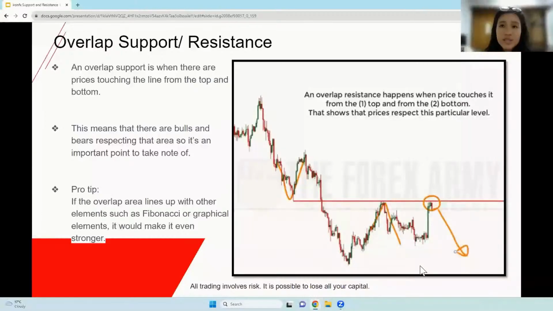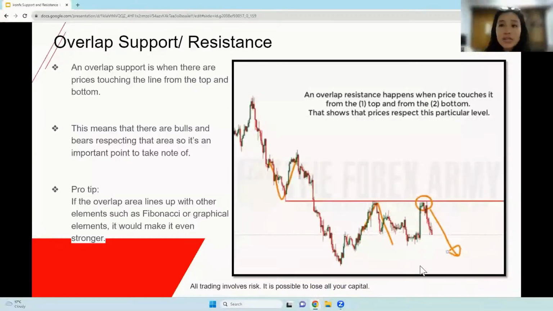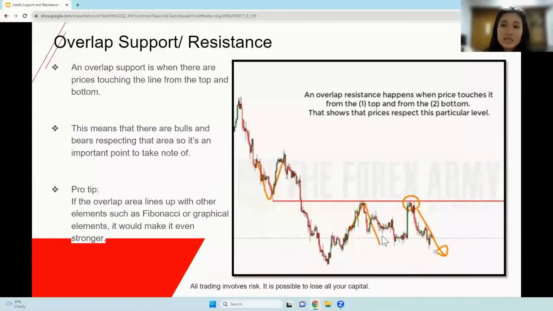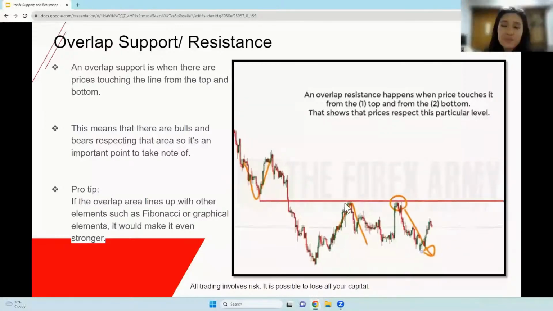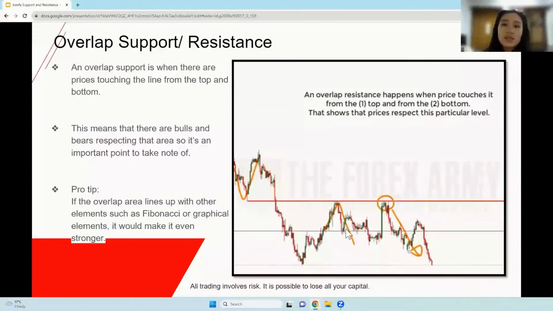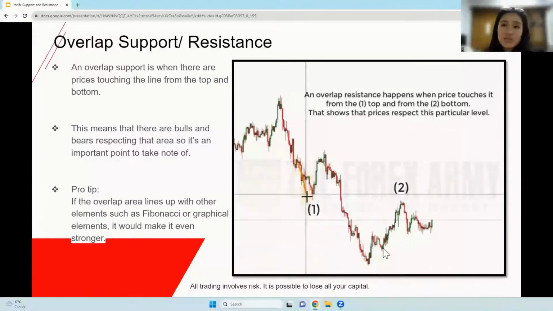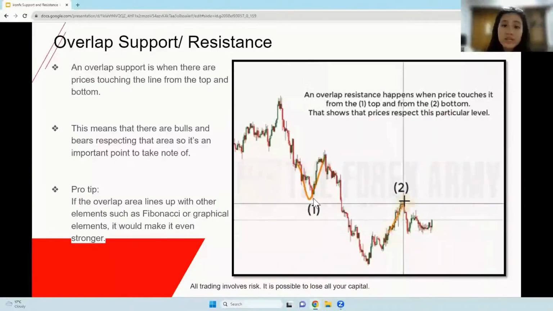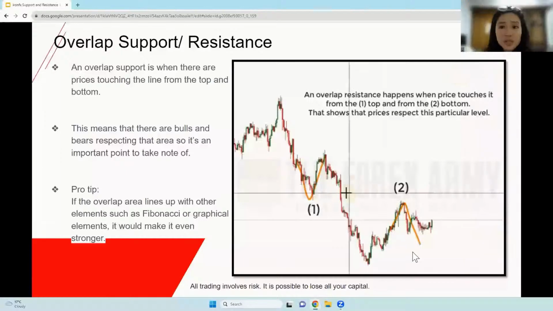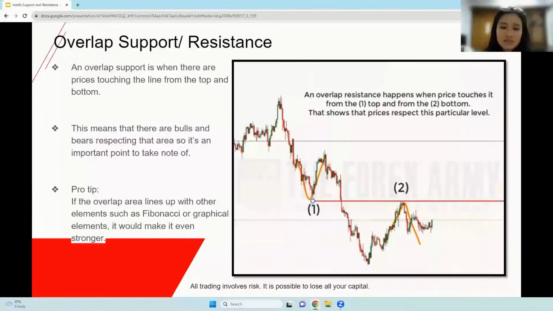Whether it is a resistance or a support depends on where the latest point touches the line. So if it touches it from the top, it is a support. If it touches it from the bottom, then it's a resistance.